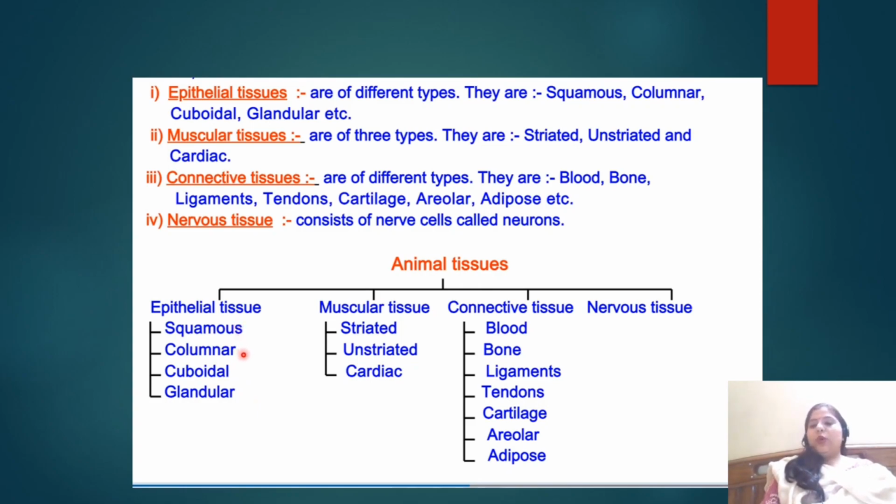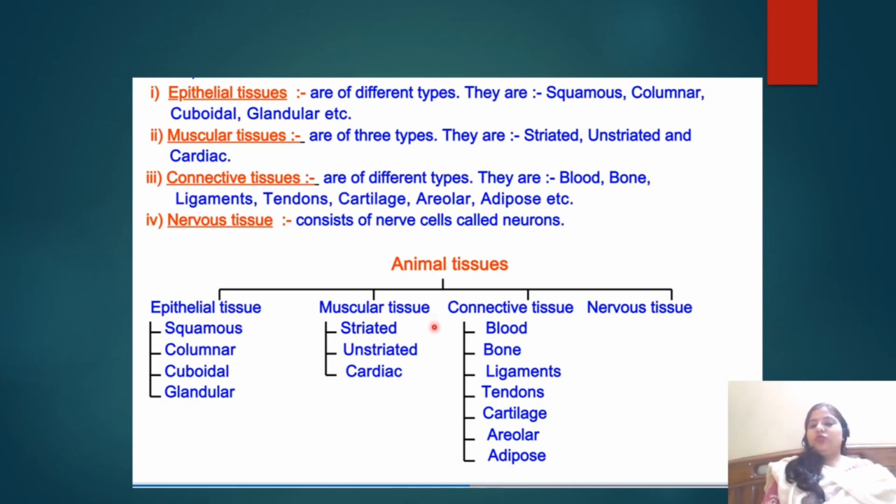Columnar means column shaped cells will be there. Cuboidal means cube shaped cells will be there. Glandular means these tissues will be present wherever there is a function of secretion, and we all know that glands do the function of secretion in our body. So we can say that wherever glands are present, glandular tissues will be there. Right? Squamous epithelial is present as the first line. They provide the shape to the cell, so they will be present there.